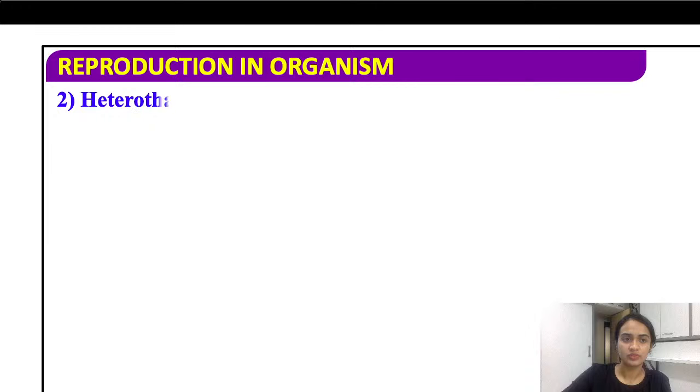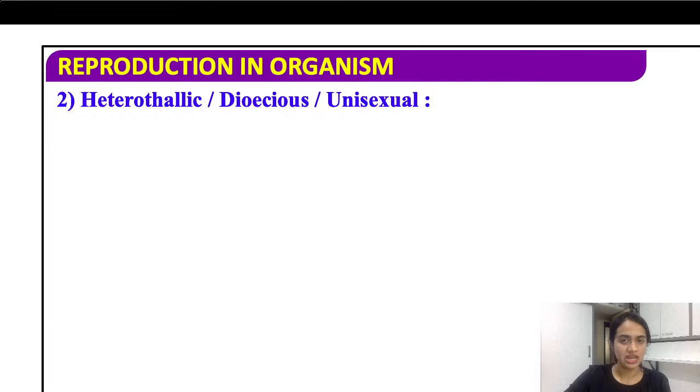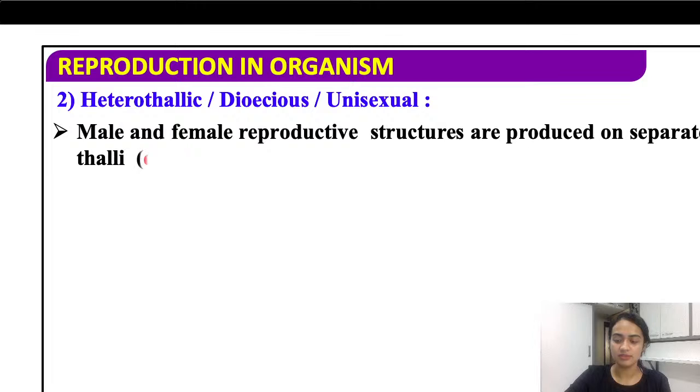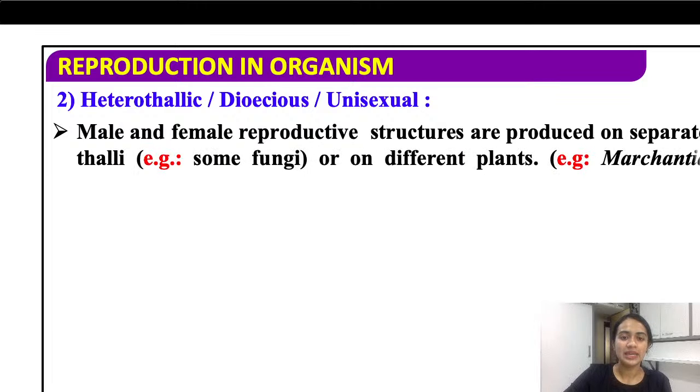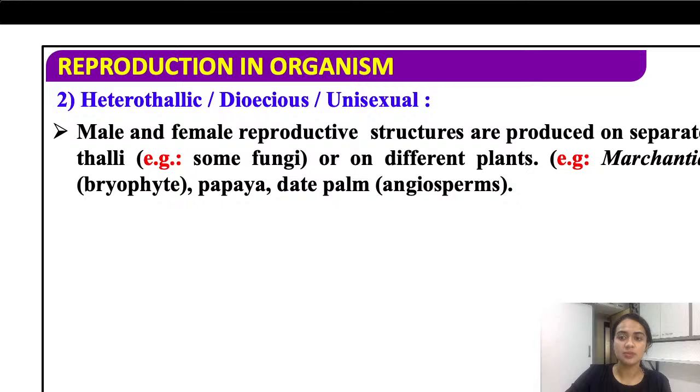Coming to heterothallic. Again, thallic will refer to algae or fungus. Dioecious will refer to an organism, and unisexual will mostly refer to a flower. Male and female reproductive structures are produced on separate thalli, that means on different fungi. In homothallic, in a single thallus there will be both the male and the female. Now, in heterothallic, there are two different thalli, where in one there will be male and in the other there will be female.